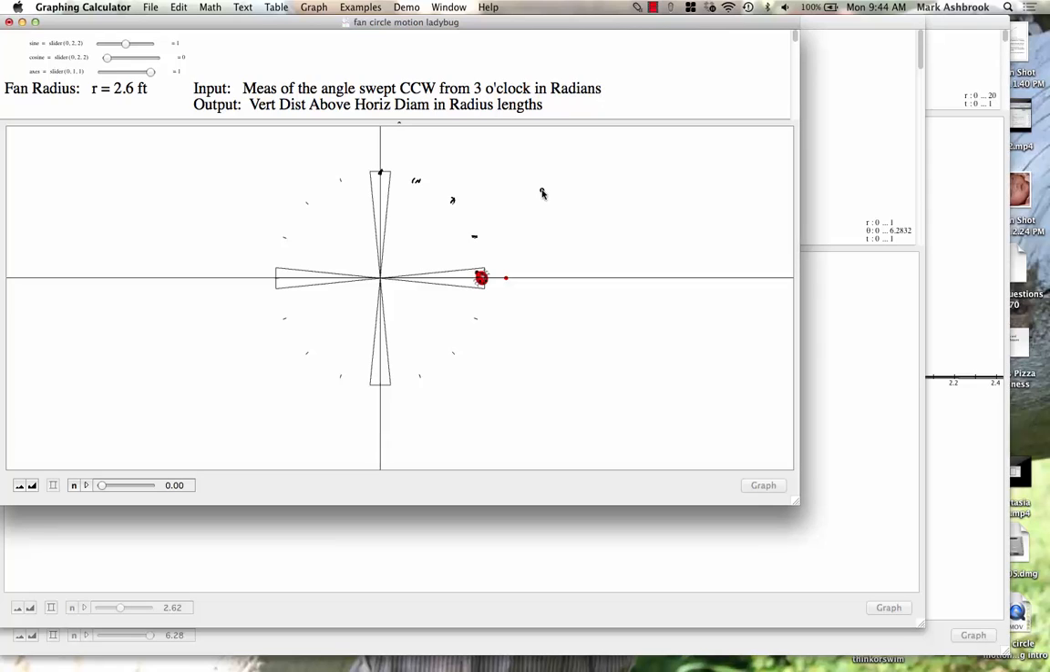So when you do this, each increment of your input variable, does the output go up or does it go down? And so what's our output? Vertical distance above the horizontal diameter. And then our next question that we ask?